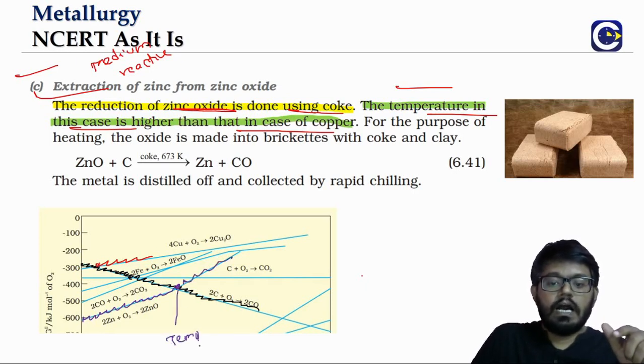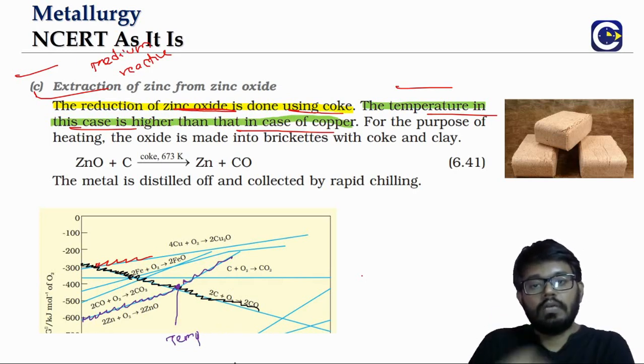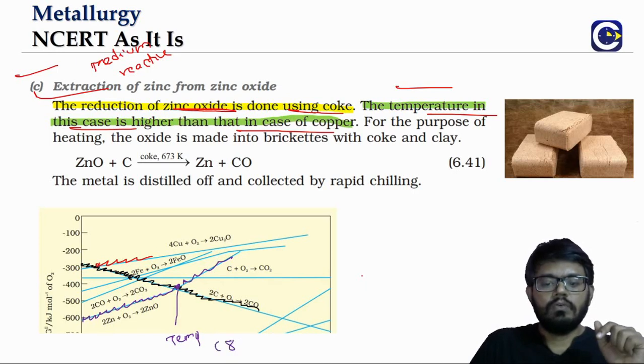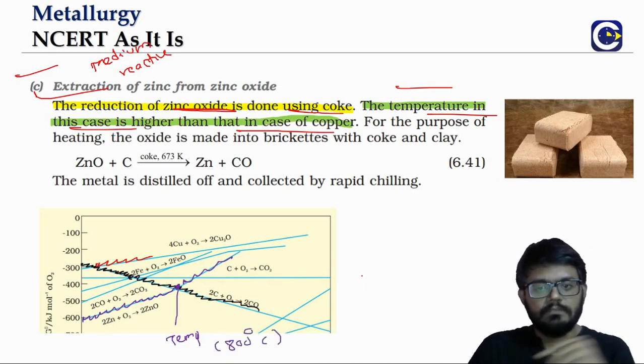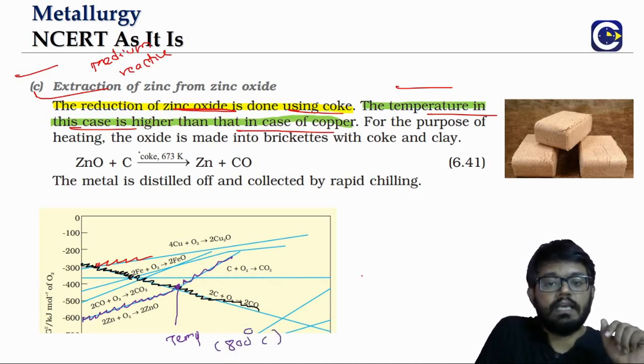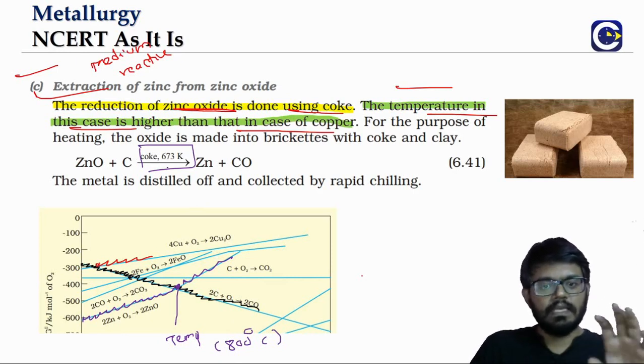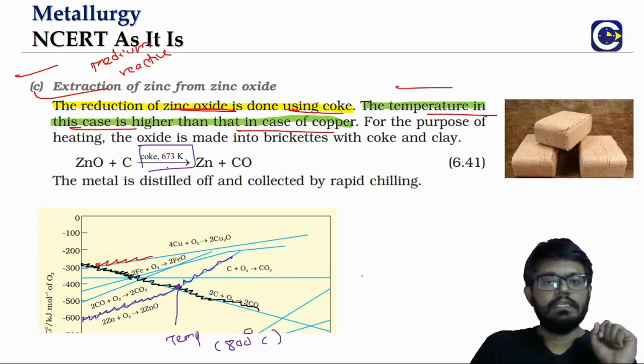Only after that temperature does the coke line go below. This will come to around 800 degrees Celsius, more than that. That's the reason why I said we should be careful about trusting these numbers on temperature, as there are some discrepancies in the values given in the NCERT. So the reduction of zinc oxide by using coke will only happen at a higher temperature than what we see in the case of copper.